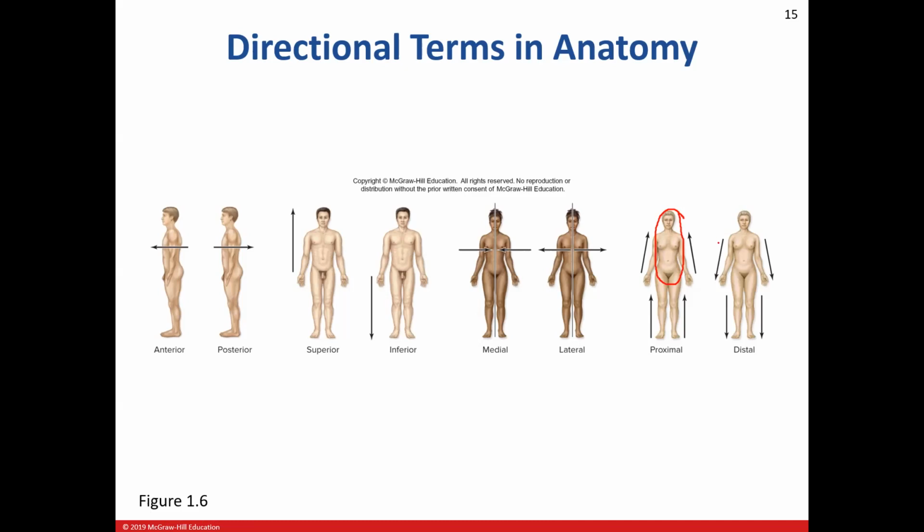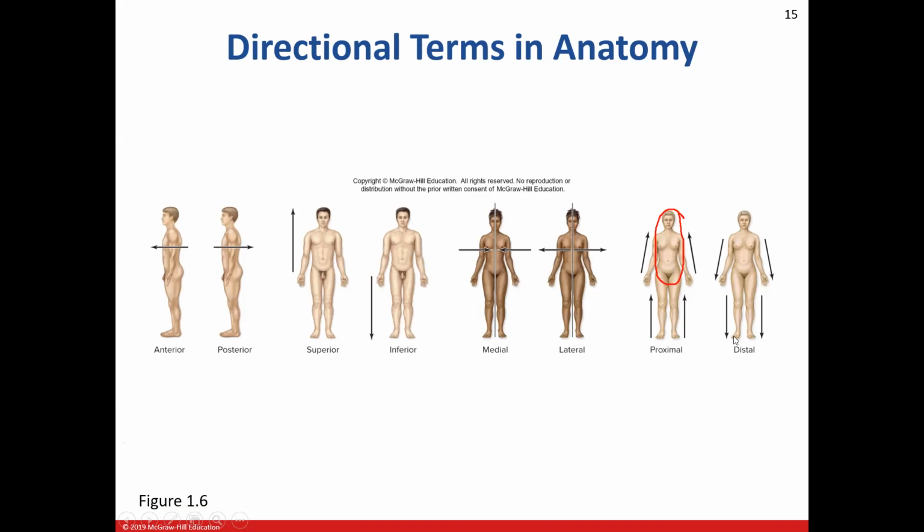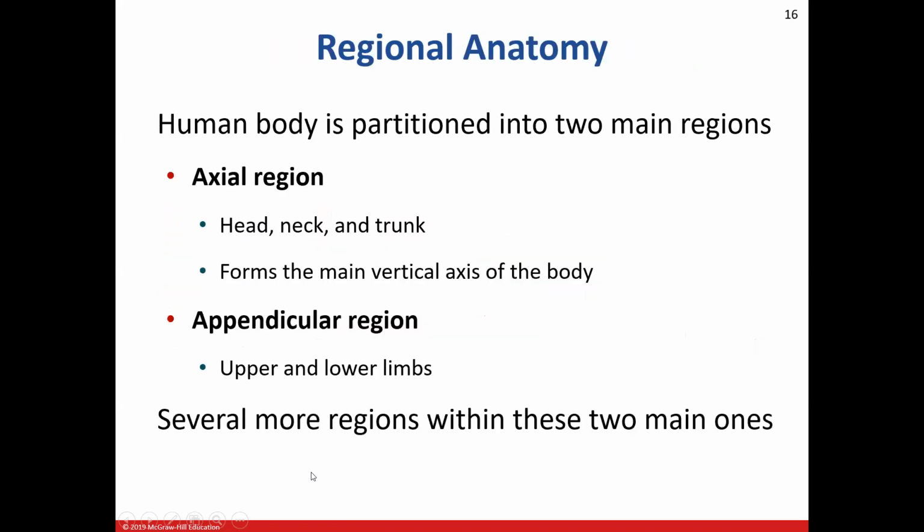Now these arrows are pointing away in this next one. Those arrows are going from the shoulder out towards the hand. That's distal, or from the hip down towards the foot. Distal is far away from the trunk. I'll get into the more anatomical terms for just the trunk. There are more terms there.